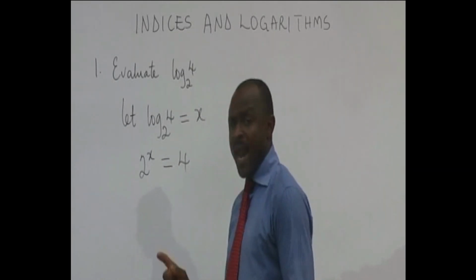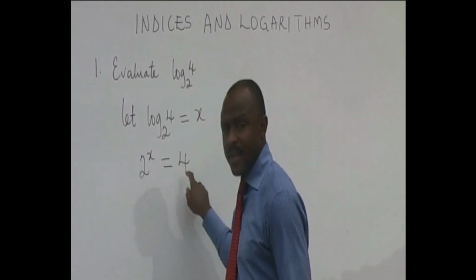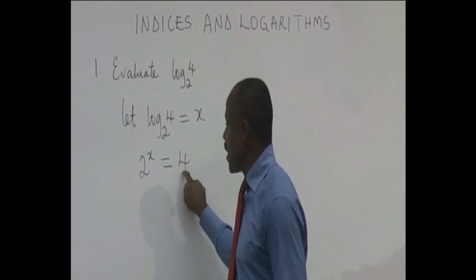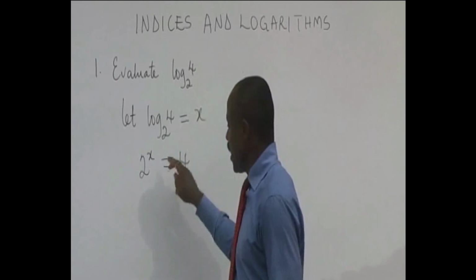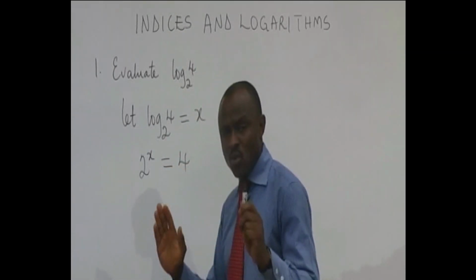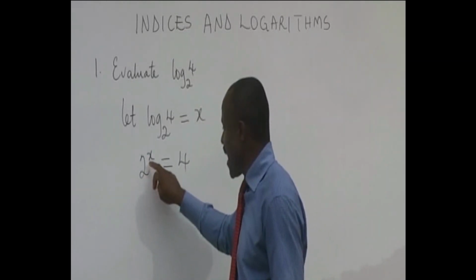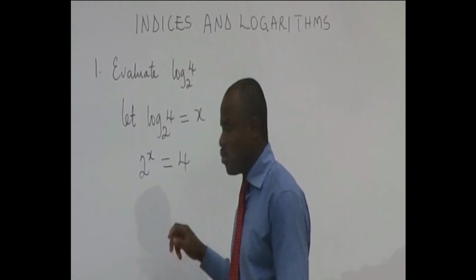Remember, when I was illustrating, 2 exponent x is this. That means the log to base 2 of 4 is x. And that's exactly what you have here. If this is the case, try to equalize both sides of the equation. Here you have 2 exponent x. Change 4 to an exponent of 2.